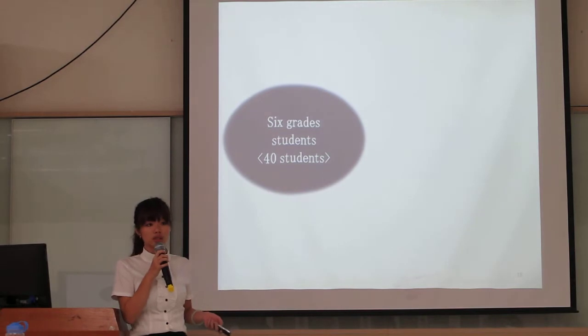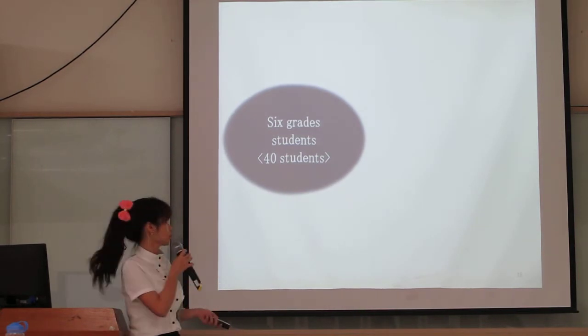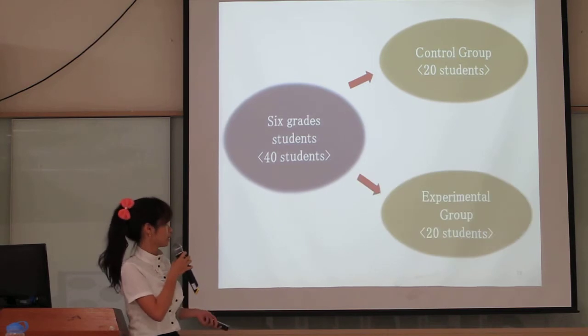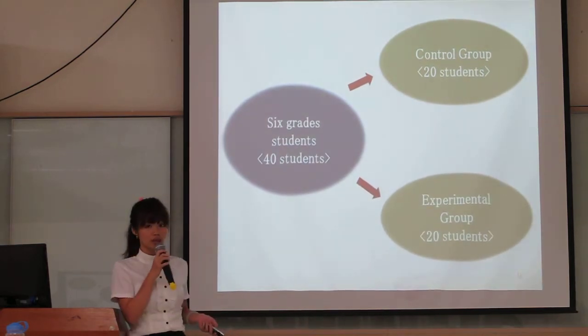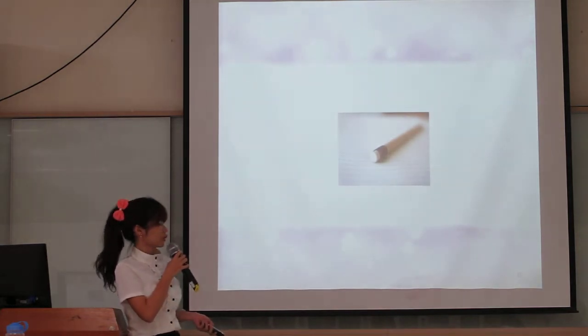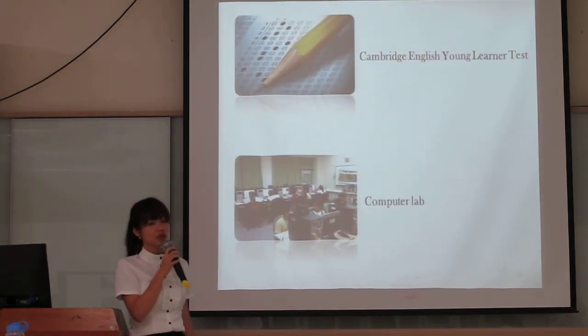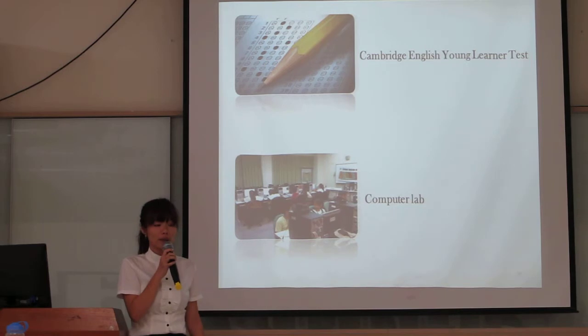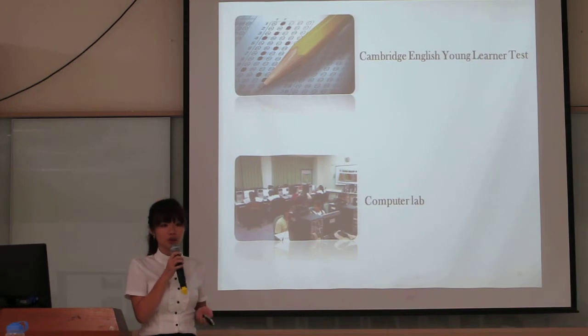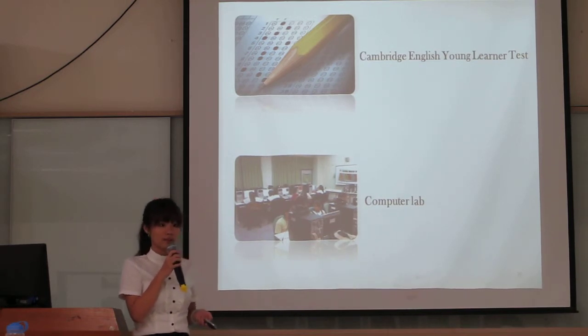There will be 40 students in 6th grade, and 20 students will be the control group, and there will be 20 students in the experimental group. Material: the Cambridge English Young Learner Test will be my pre-test and post-test material, and a computer lab is needed to run the interactive game program.